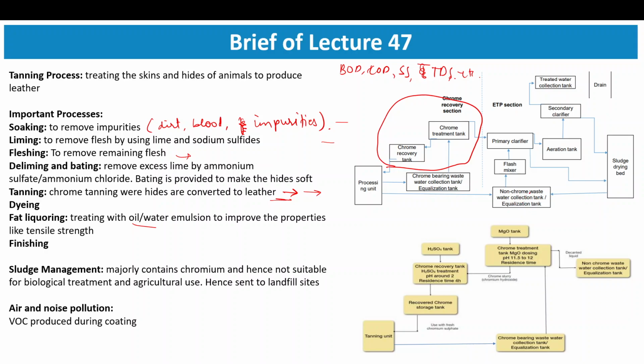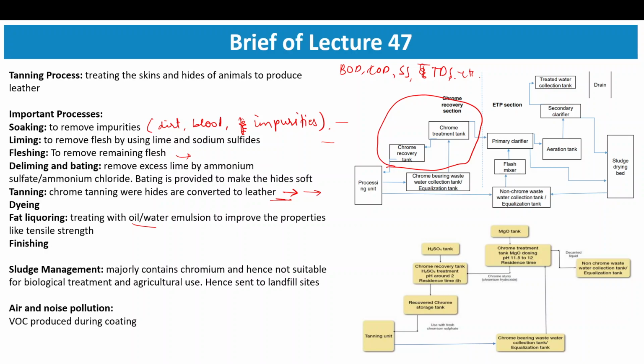These are collected separately. Firstly, you pass it through an equalization tank because you mix wastewater from different processes. It passes through the primary clarifier, then goes to the aeration tank, secondary clarifier, and the sludge is separated, which goes to sludge drying beds, and treated water is collected. Now, for chromium, as I said, there is a different treatment technology.